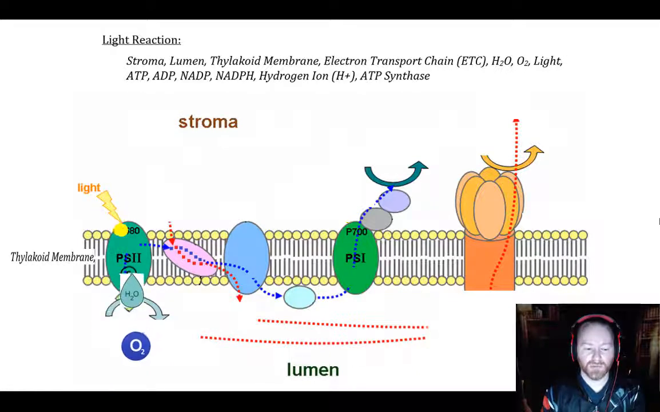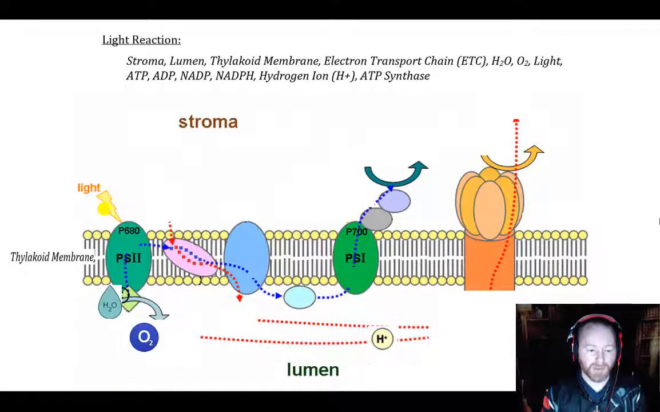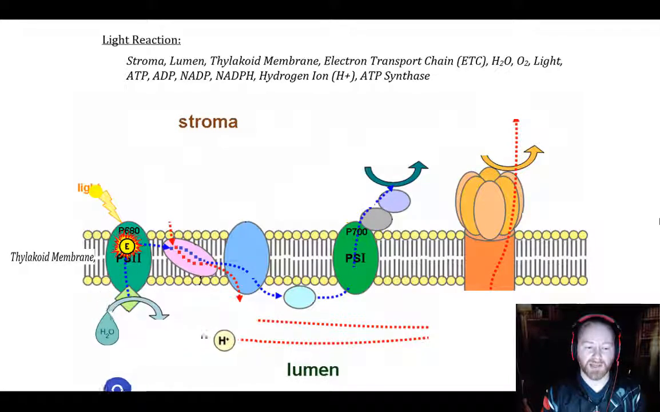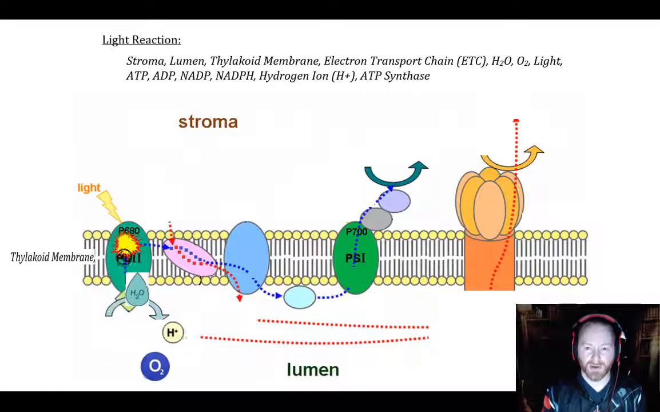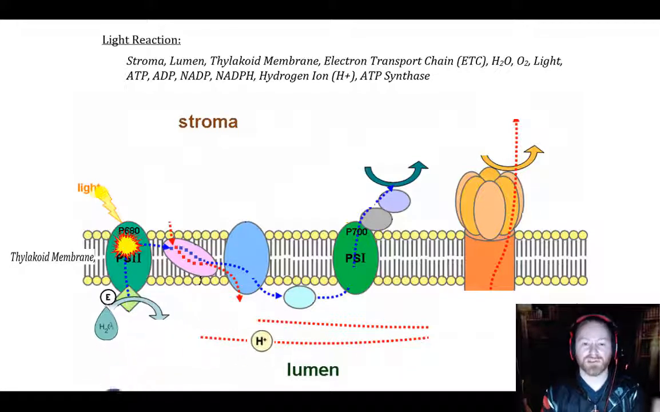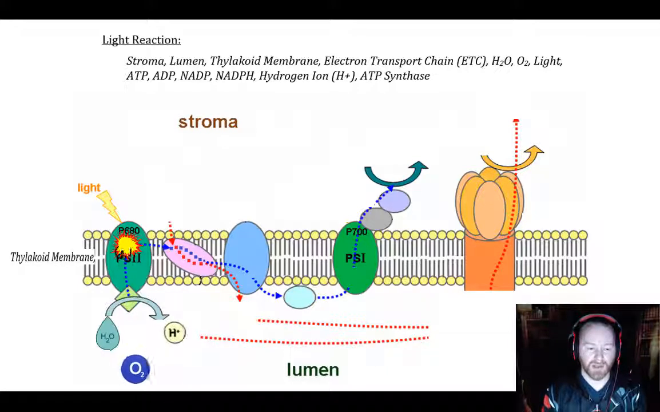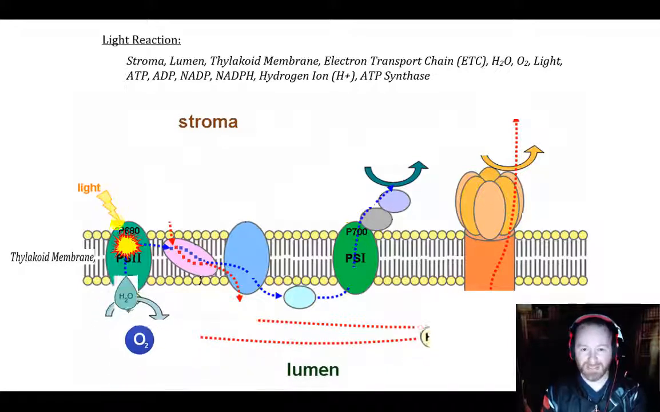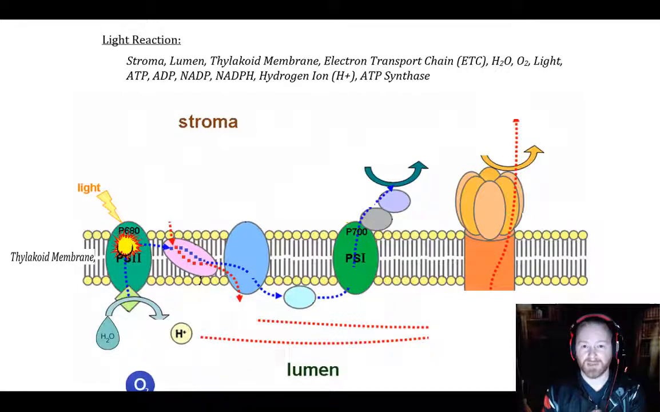But the electron, when it splits off, is actually going to absorb that photon from the sun. And when it does, it becomes highly charged. So this is our highly charged electron. The first thing that happens is this electron goes through a series of reactions. You'll hear me talk about the ETC later. There's a big one at the end of cell respiration, but any chain reaction involving electrons is an electron transport chain.